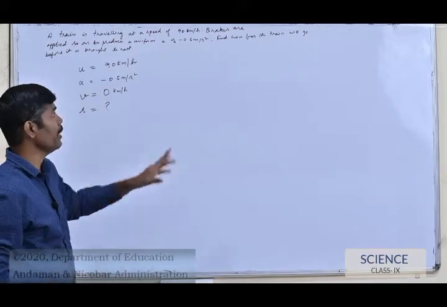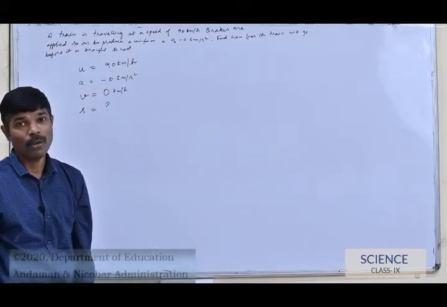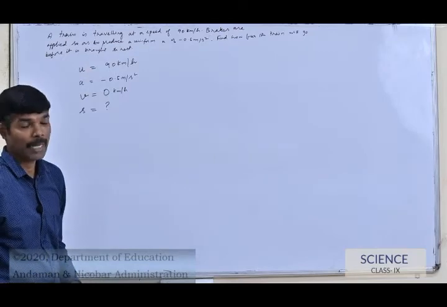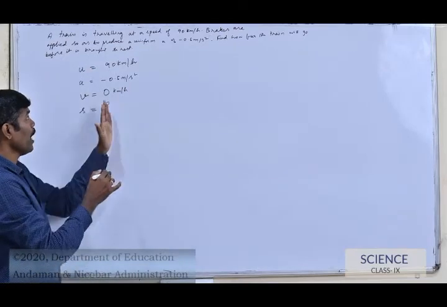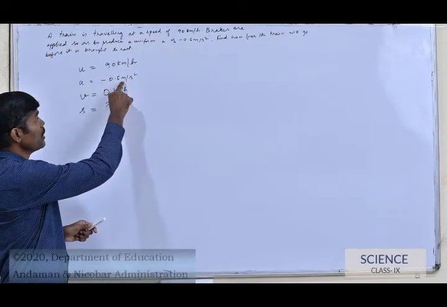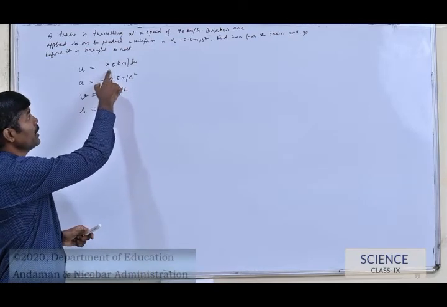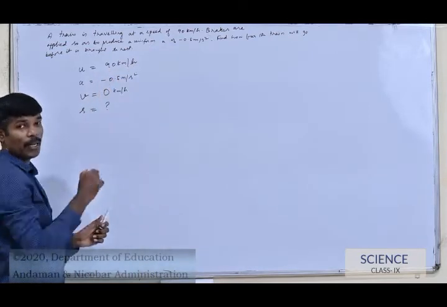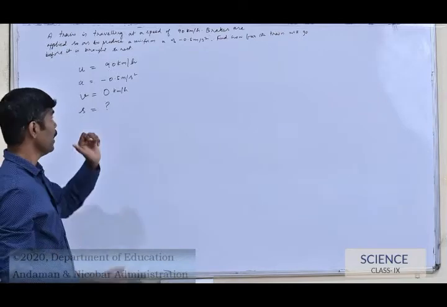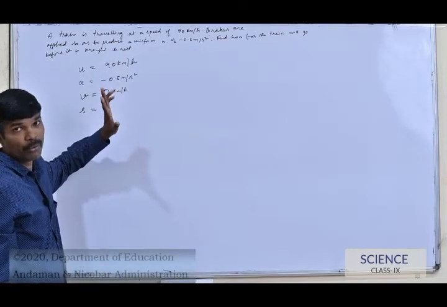In this question we need to find the distance, how far the train will go before it is brought to rest. Now we have to check the units. See here, acceleration is in meter per second square, whereas the initial velocity is given in kilometer per hour. So the units are different. Here it is expressed in meter, here in kilometer. Now we have to change this.